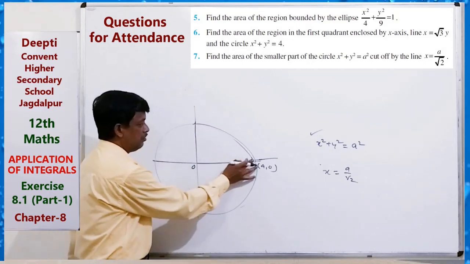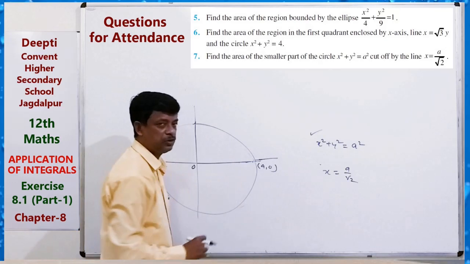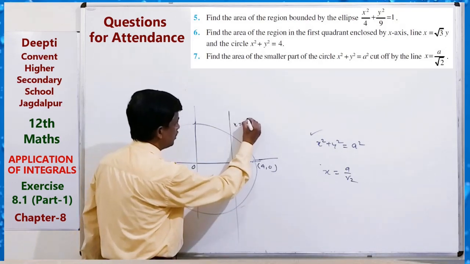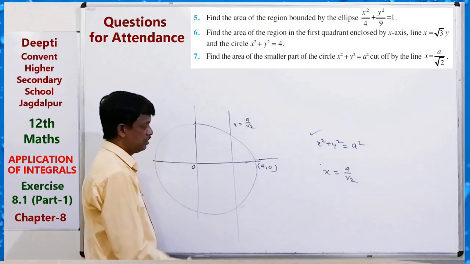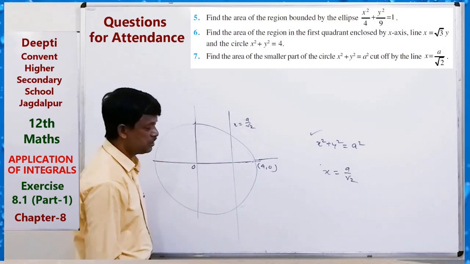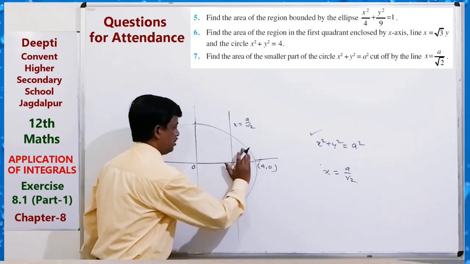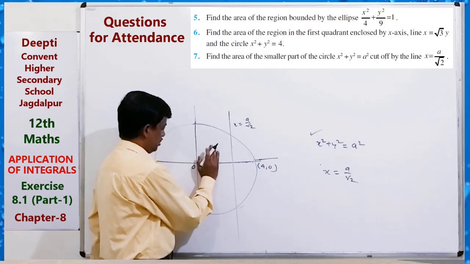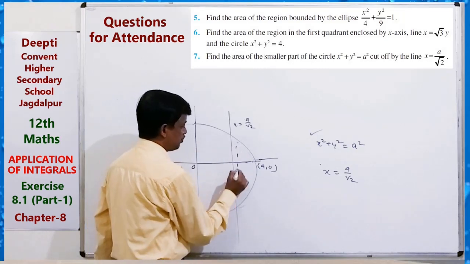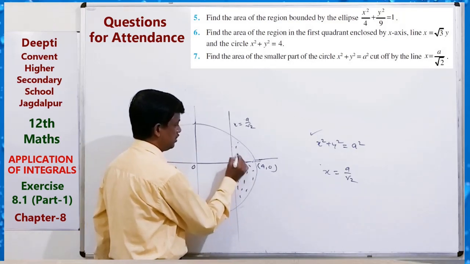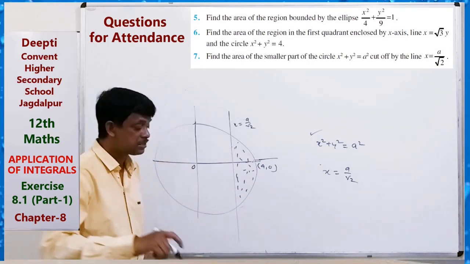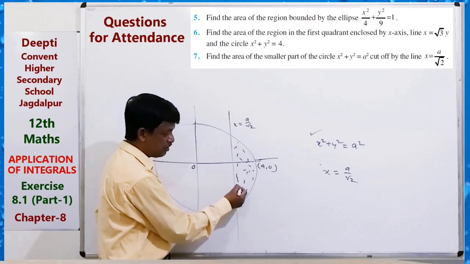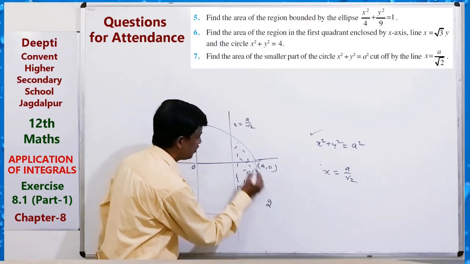Okay. Now suppose x equals a by root 2 is the line. This line is x equals a by root 2. If this line is x equals a by root 2, that means the smaller part is what? This part, not this bigger, larger part. This is the smaller part. So we have to find the area of this part. Since the circle is symmetric about the x-axis, this part can be found as 2 times only this part.